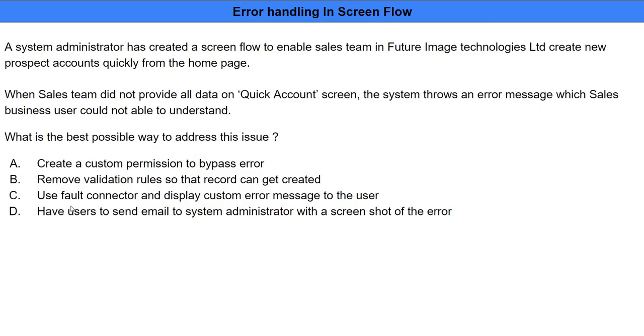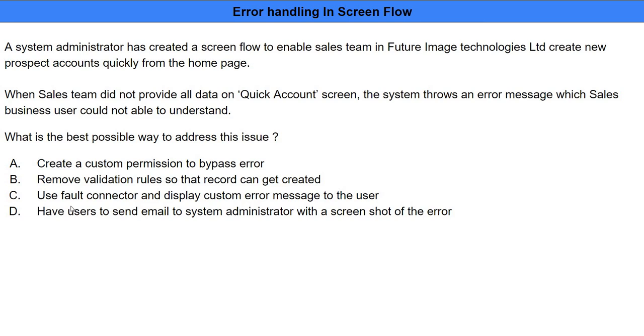Question number 10. Error handling in ScreenFlow. A system administrator has created a ScreenFlow to enable the sales team in Future Image Technologies Limited to create new prospect accounts quickly from the home page. When a sales team member does not provide all the necessary data on the screen, the system throws an error message which the user cannot understand. So what is the best possible way to solve this issue?